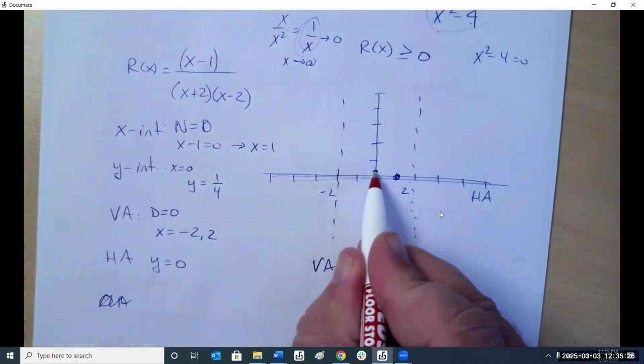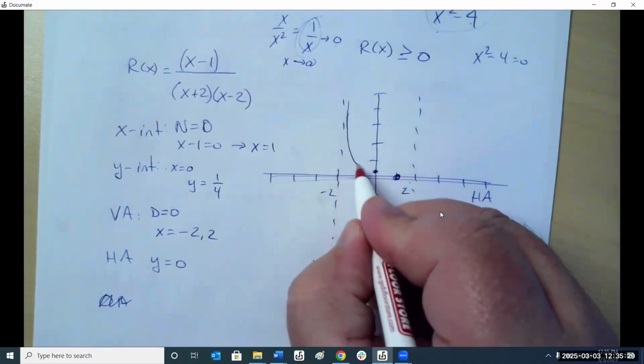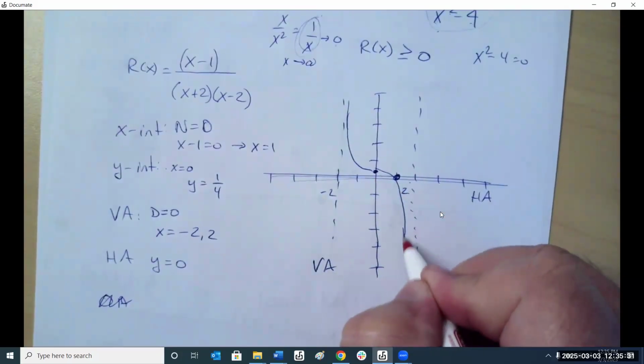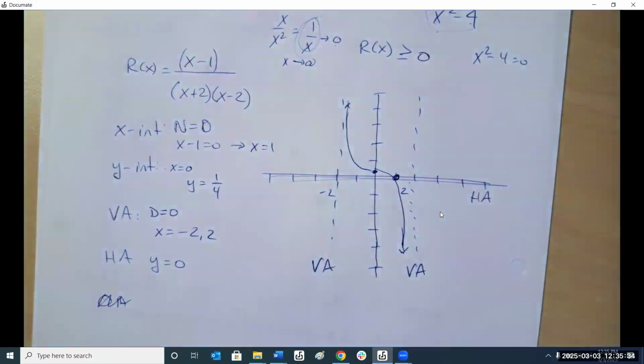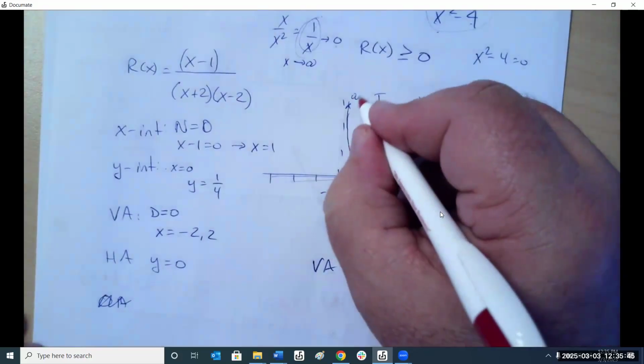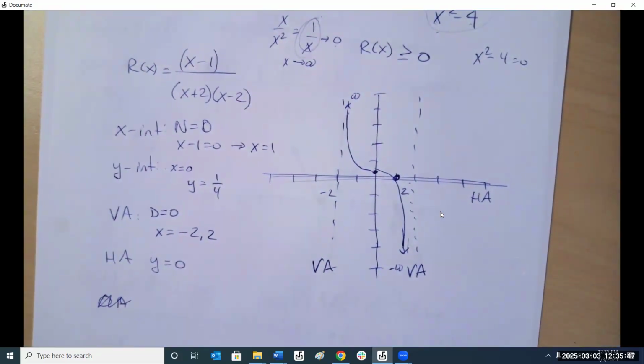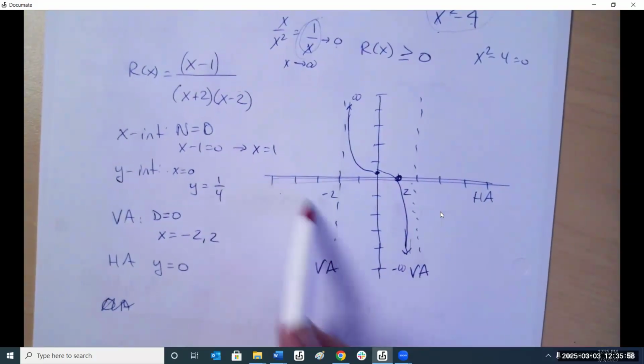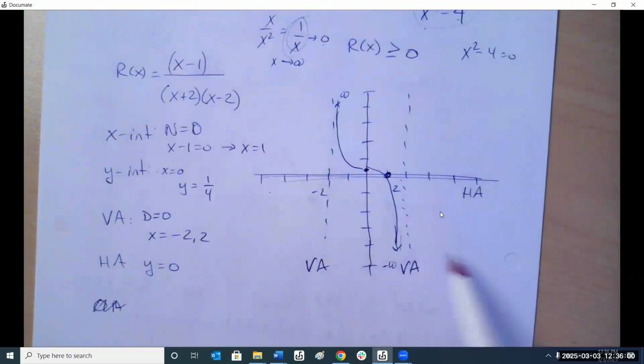Because we have an x-intercept and y-intercept there, we know that this graph will look something like this. Remember, as it gets closer to the vertical asymptotes, it has to go to positive or negative infinity. So this one's gonna go to negative infinity. This one's gonna go to positive infinity. Now, what about these other graphs? Is it gonna be up here, or down here, or what? How do we figure that out?